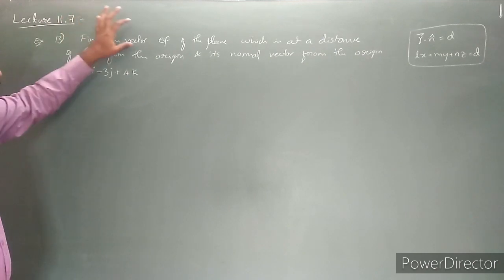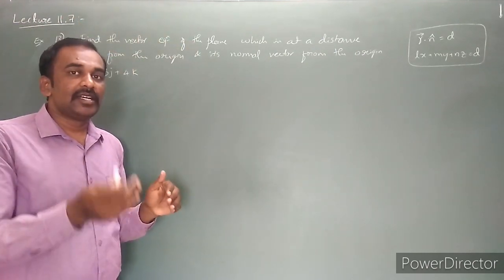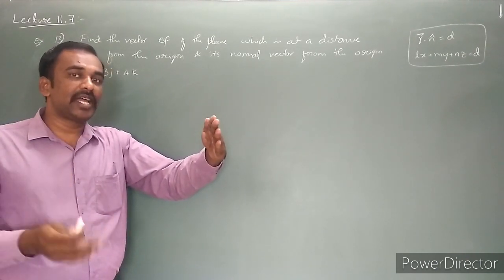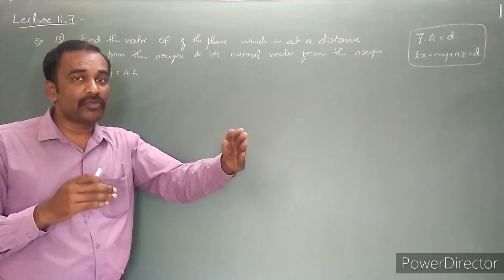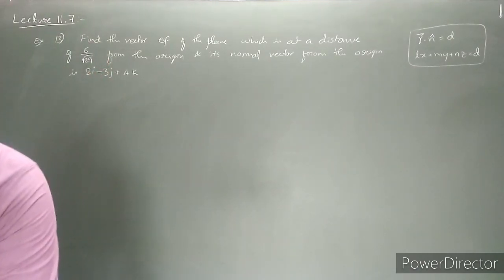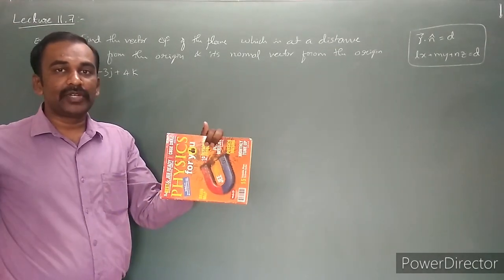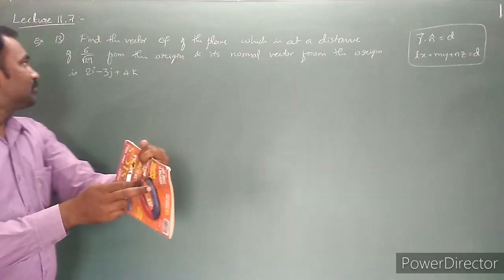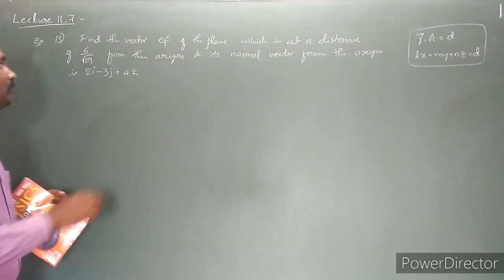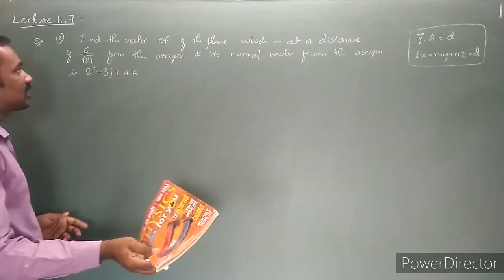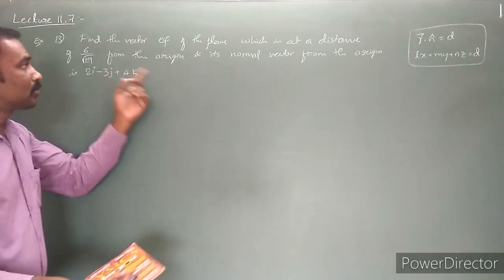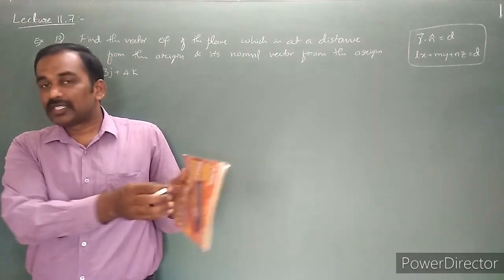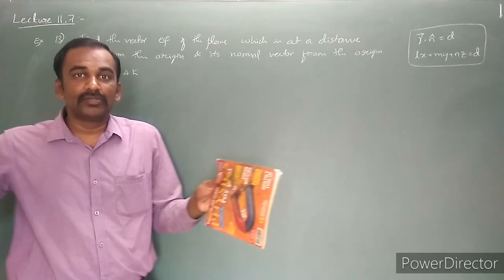Find the vector equation of the plane. Previously we found the equation of the line; in this video, we are going to find the equation of the plane. For example, this is the plane whose equation we need to find. This plane is at a distance of 6 by root 29 from the origin.